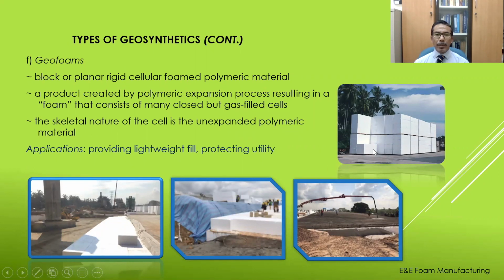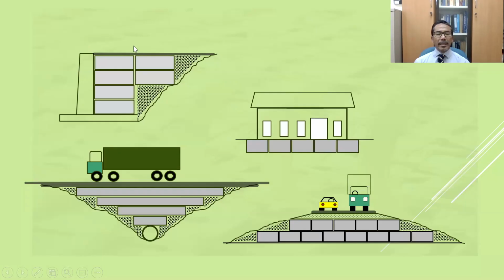So this geofoam can be used as fill material, such as those shown in these three photos as fill materials in the highway construction. This photo shows the development on soft clayey soil. And the use of this geofoam replaces the use of natural materials such as sand or gravel. These are the schematic diagrams to show the application of a geofoam.